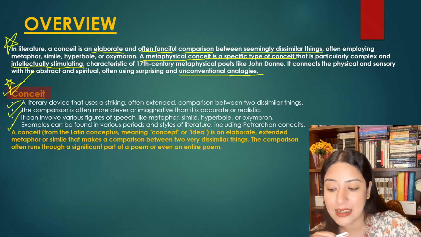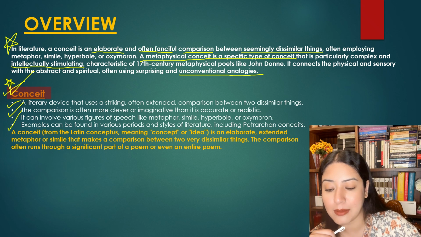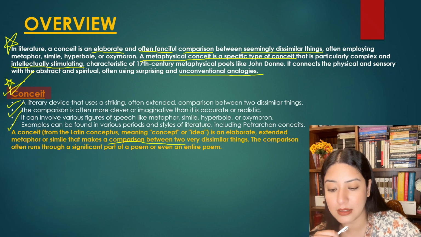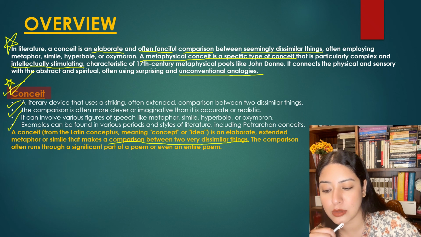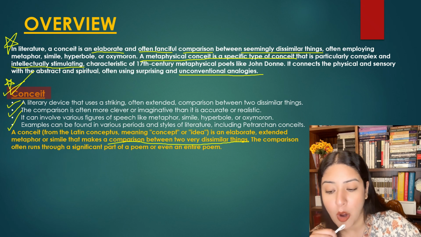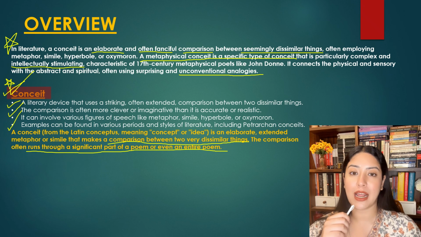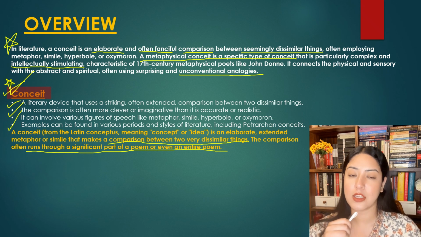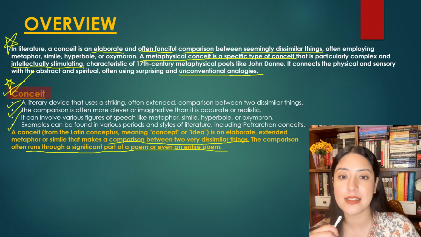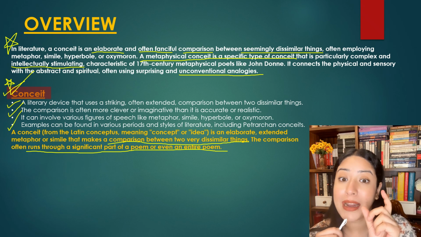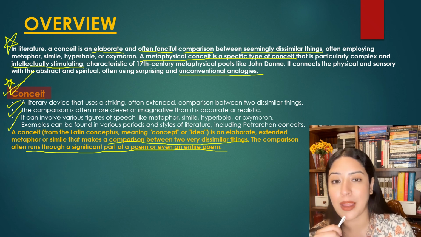So it's an extended metaphor or simile that makes a comparison between two very dissimilar things. The comparison often runs through a significant part of a poem or even an entire poem. So we have poems that have conceit. John Donne's is a conceit. All these, Sun Rising, The Flea is a conceit. But why is it called metaphysical conceit? That's what we have to answer.